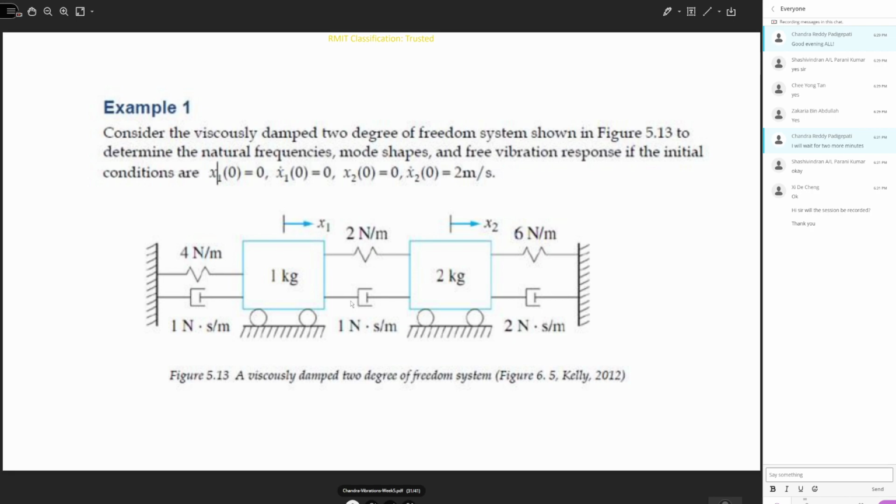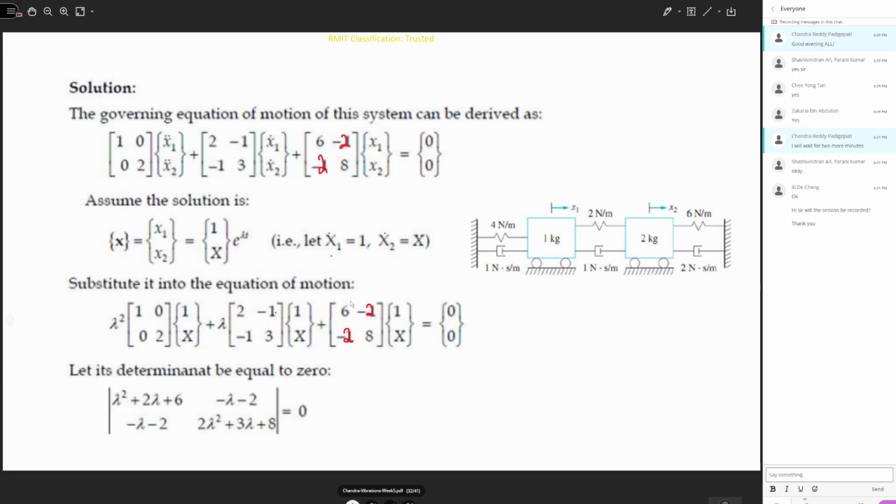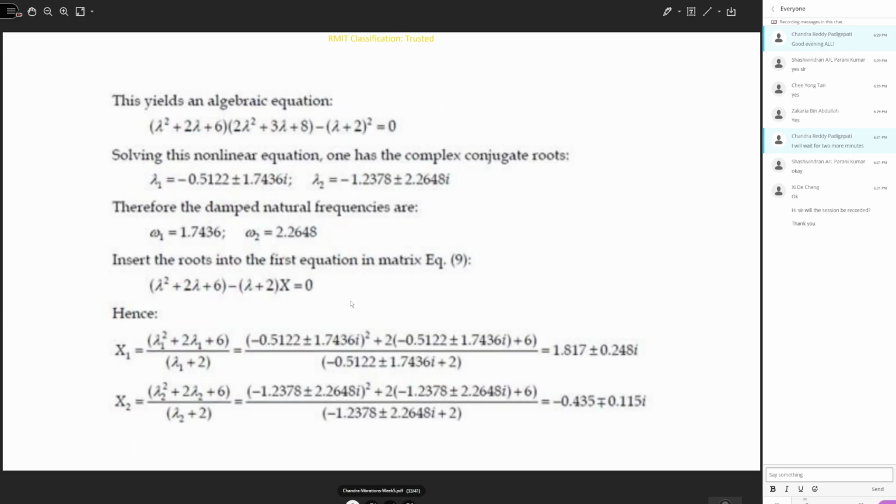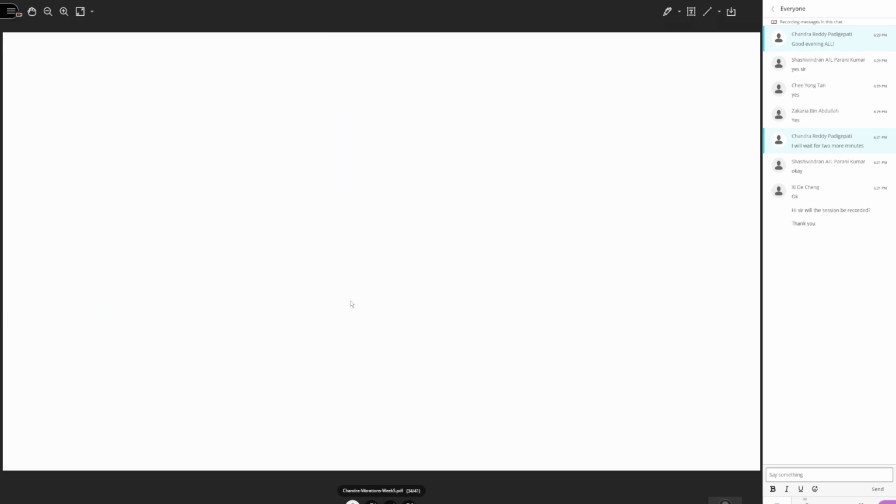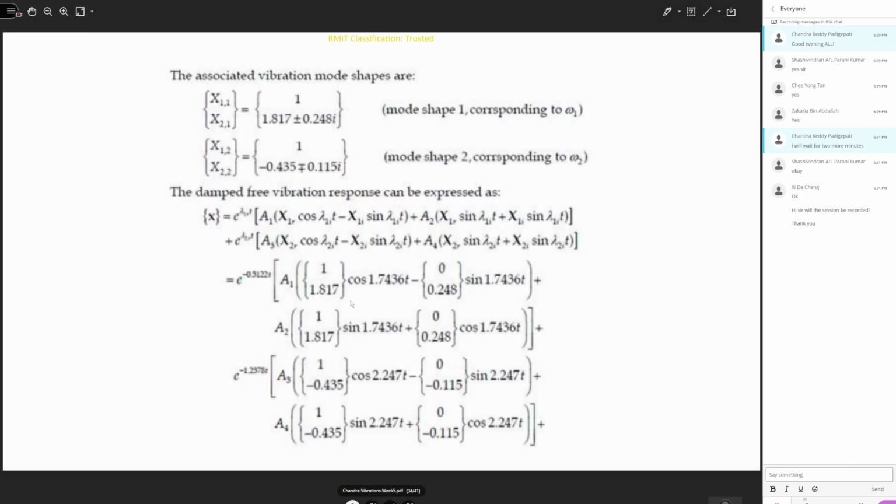Okay, when you have a question with mass, damper, and stiffness, a 2-degree freedom system without external force, to completely solve the system you need its natural frequencies, its mode shapes, and the free vibration response. So the procedure is as shown in this example. This is for a mass, damper, and stiffness system.